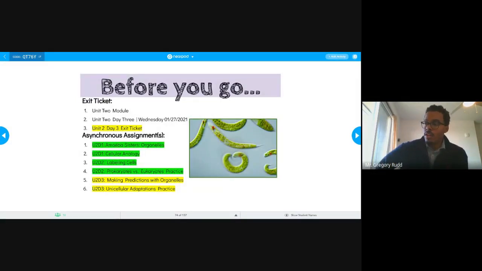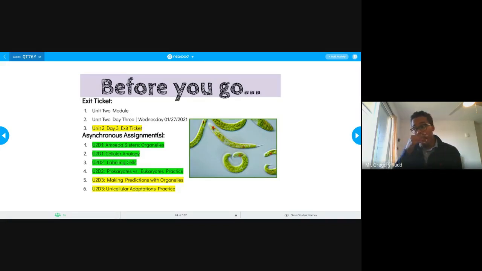We've got a lot to do. The green assignments have been assigned over the previous 2 days, but I know the previous 2 days have been a little jumbled. So I just wanted to remind you that those assignments are there. The assignments that are highlighted in yellow are new from today. So the exit ticket, as well as two more asynchronous assignments.